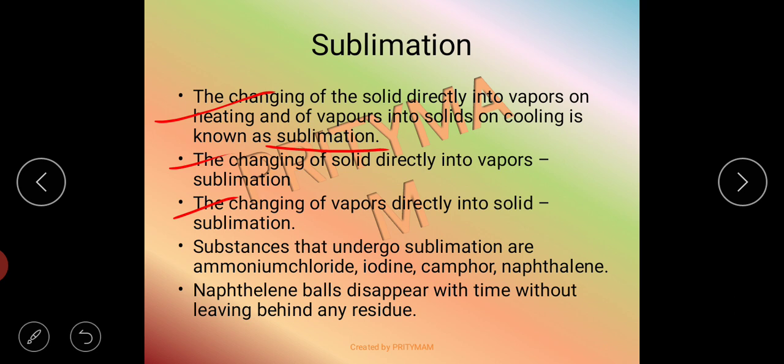Sublimation occurs only in a few substances. So which are the substances that undergo sublimation? Because it is a very rare process. The common substances which undergo sublimation are ammonium chloride, iodine, camphor and naphthalene. Solid carbon dioxide, also called dry ice, sublimes to form carbon dioxide gas.